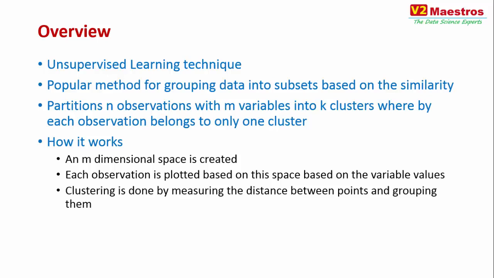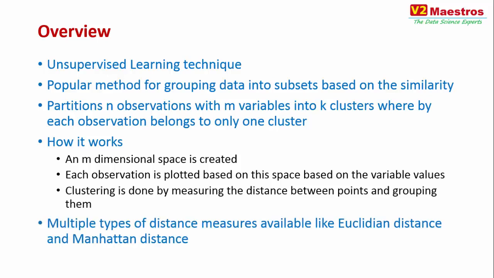How does it work? When you do k-means clustering, you create an m-dimensional space, where m is the number of variables or columns you have. You plot each of the rows in that space based on the values of the variables. Then you do clustering using distance measures between the points. In that m-dimensional space, you measure the distance between each of the points and then use this distance to group the data. In the next slide, you will see how exactly k-means clustering is done with an example.